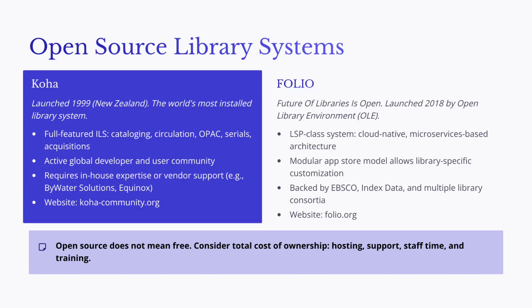Folio is newer and more ambitious. It's designed as a true LSP, cloud native, modular, extensible. The App Store model means a library can turn on exactly the modules it needs. Some major universities, including Cornell and Duke, have adopted it. It's still maturing in some areas, but it has serious institutional backing. The real question for any library considering open source is not is it free, but what is our total cost of ownership and do we have the organizational capacity to run this well?